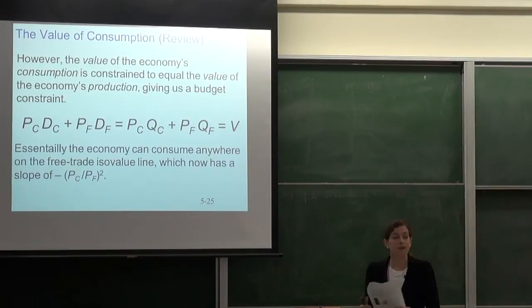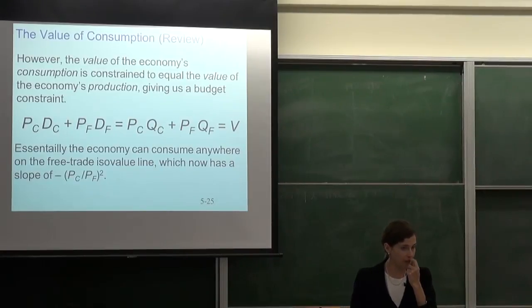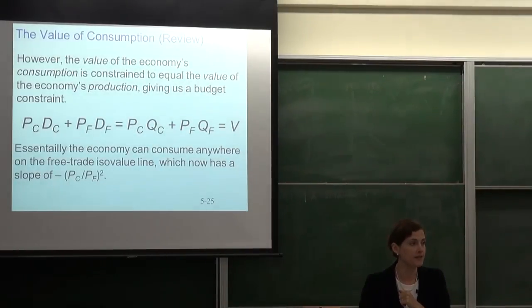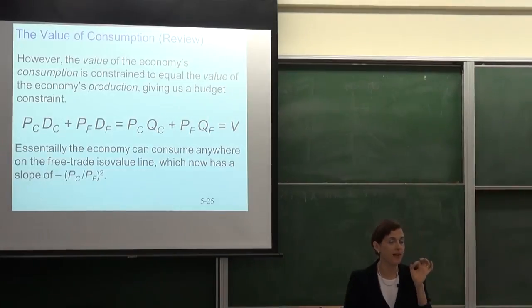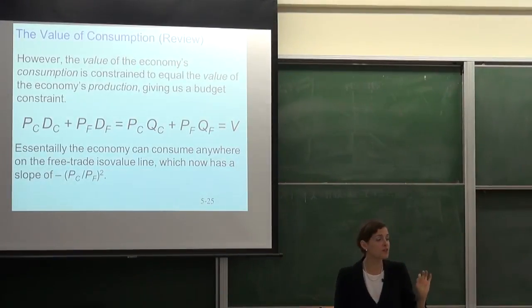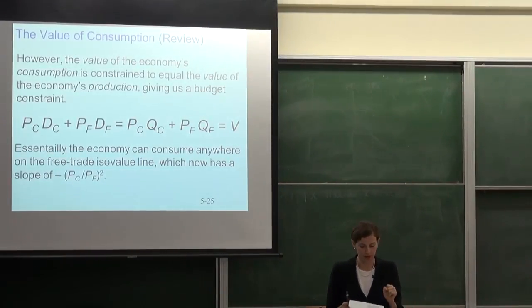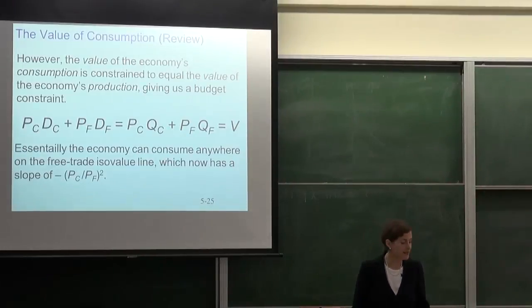So essentially, this economy produces at Q2, which maximizes the value of production at the new prices, and then it can trade that bundle at the prevailing world prices and consume anywhere on that ISO value line. Now, is that good or bad?